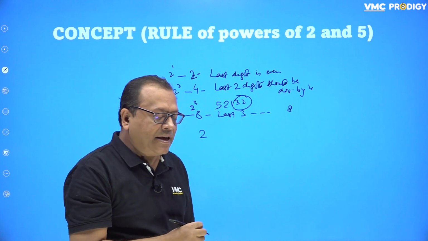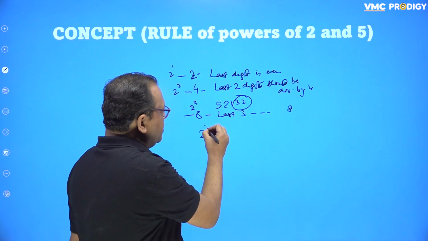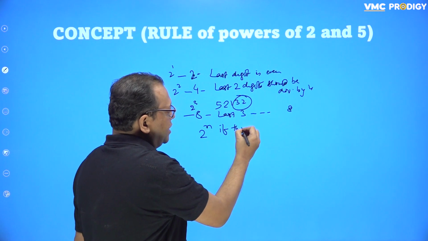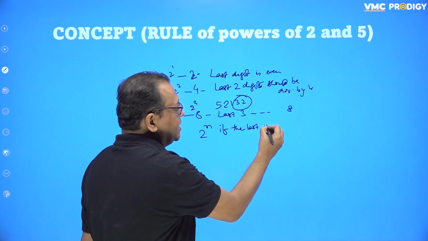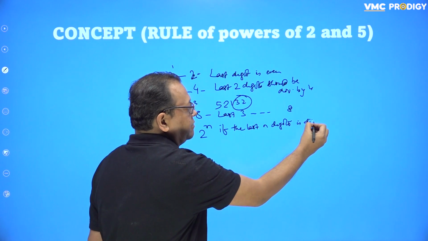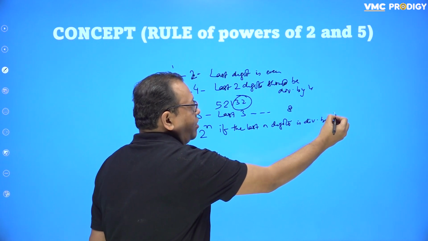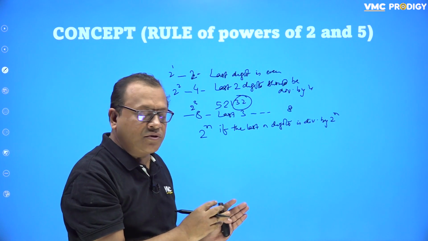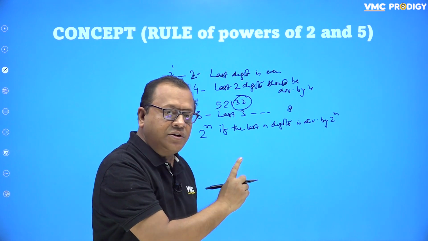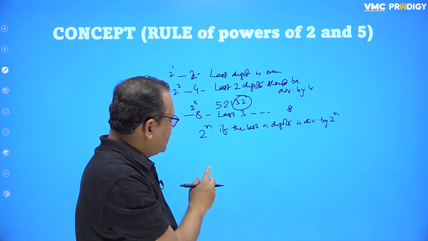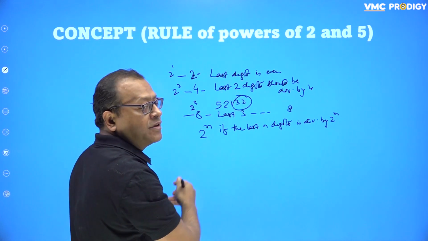So can I say that a number is divisible by 2 raised to the power of n if the last n digits are divisible by 2 raised to the power of n, right? Or the last n digits are all zeros, provided the first digit is non-zero. If the last n digits are all zeros, that number is divisible by 2 raised to the power of n, right? Now this similar rule holds for 5 as well.